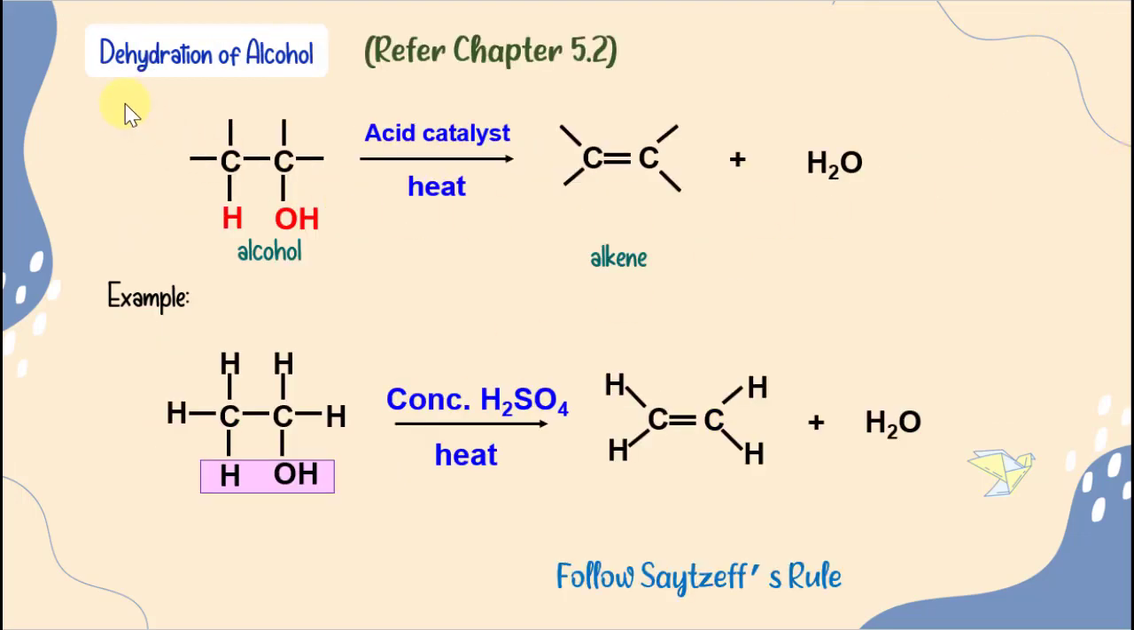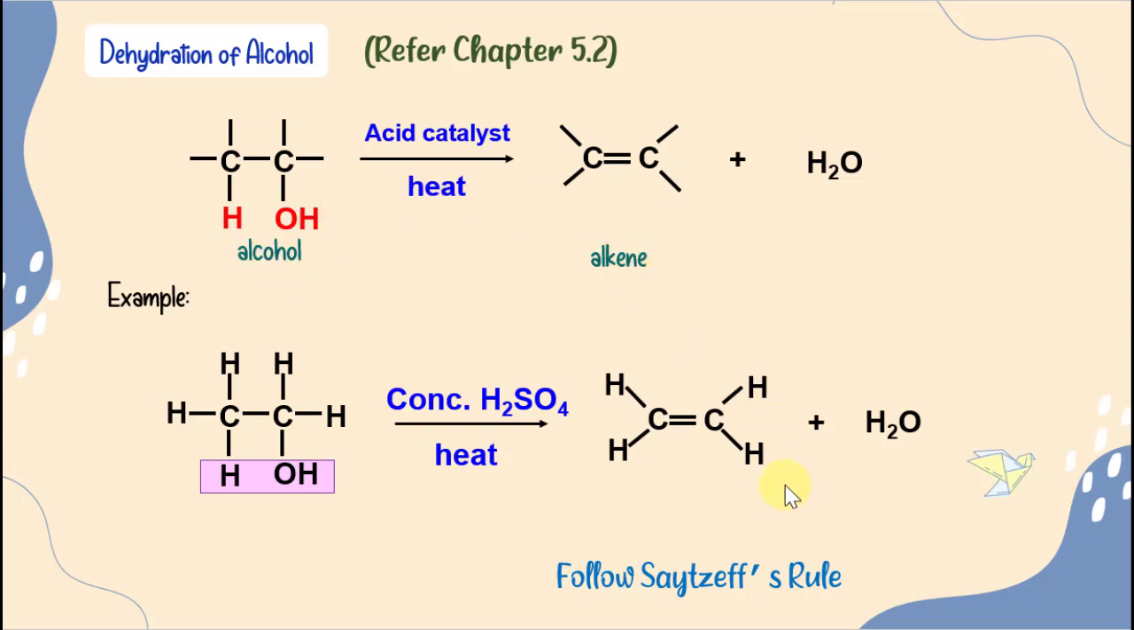The third reaction is the dehydration of alcohol. We had seen this reaction in chapter 5.2. In this reaction, alcohols will undergo elimination reaction where we are going to eliminate water. This water comes from the OH group and also the hydrogen from the adjacent carbon. So in this reaction, alcohols will be converted into alkenes.